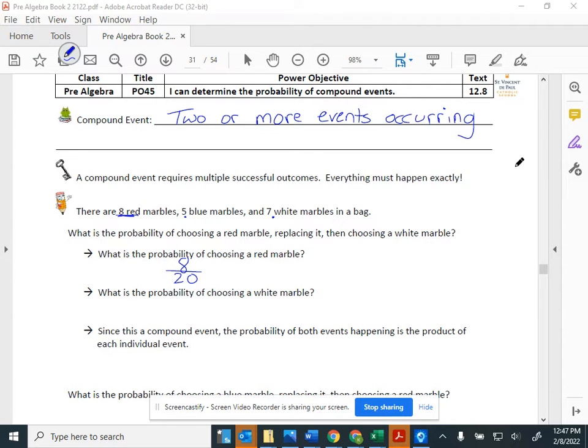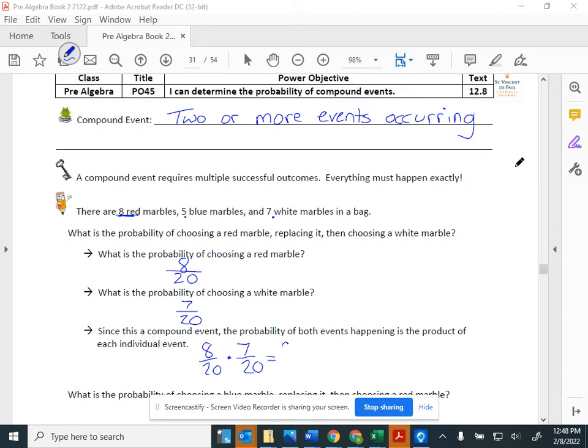What is the probability of choosing a white marble? Andrea? 7/20ths. So the probability of choosing a red marble is 8/20ths. Then the probability of choosing the white marble is 7/20ths. Since this is a compound event, the probability of both events happening is the product of each individual event. So product means we multiply the individual events together.